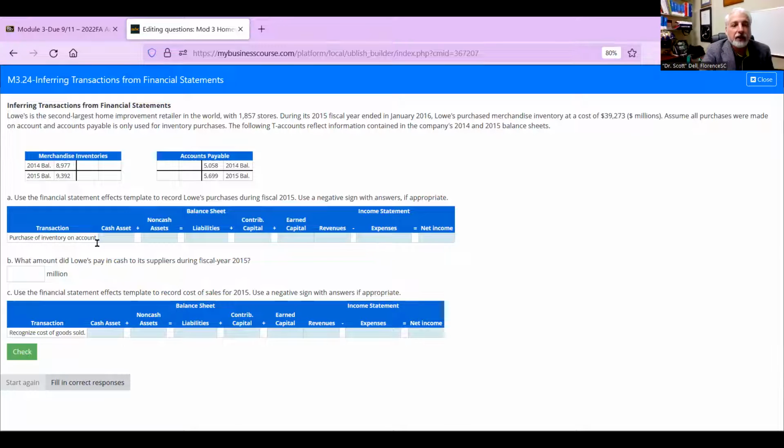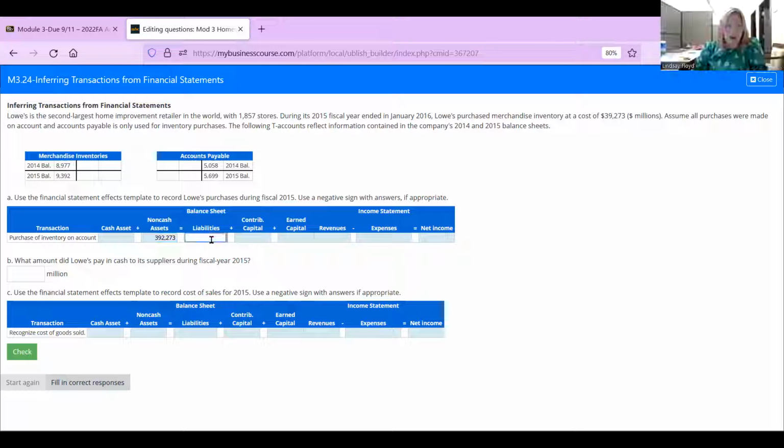All right, so what are we trying to do here? So we purchase inventory on account. How much inventory was purchased on account? The 39,273 million. Okay. And you got that how? From the description at the top, it says Lowe's purchased merchandise inventory of 39,273 million on account. Okay. So what's affected? The non-cash assets go up by that amount. 392,273, sounds good.